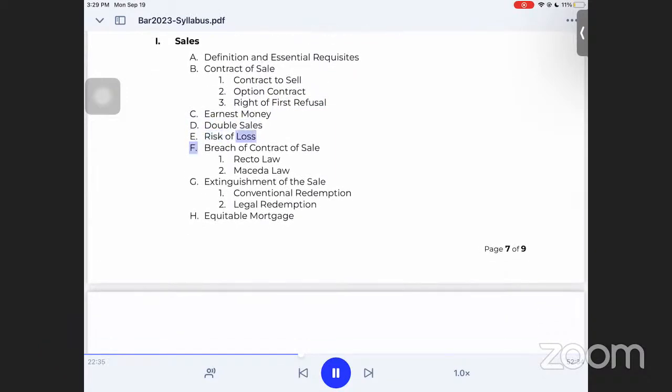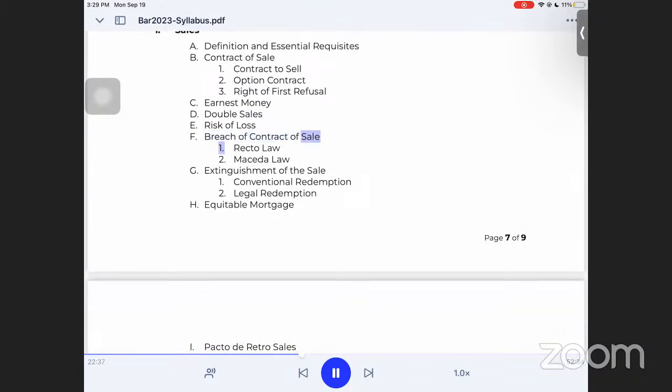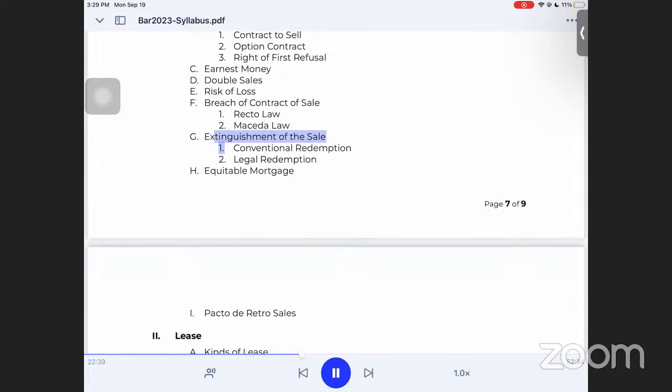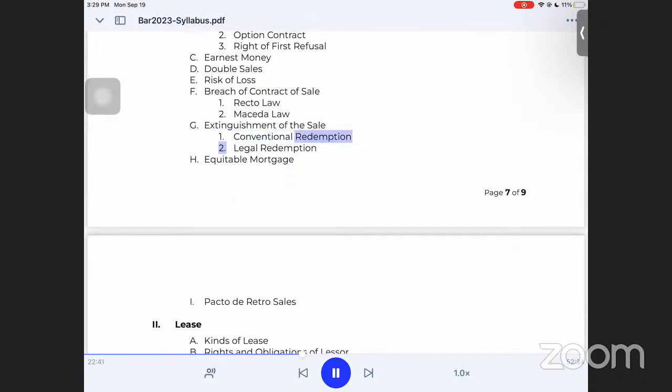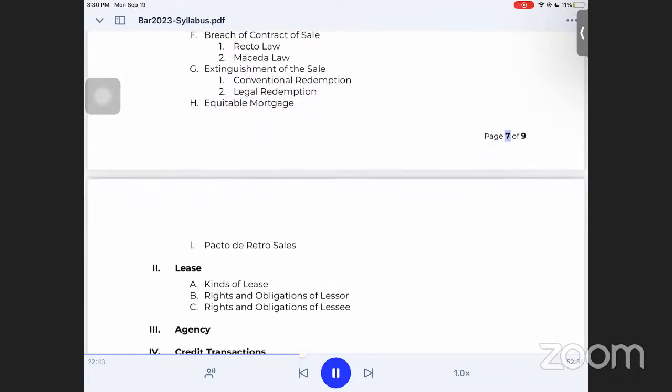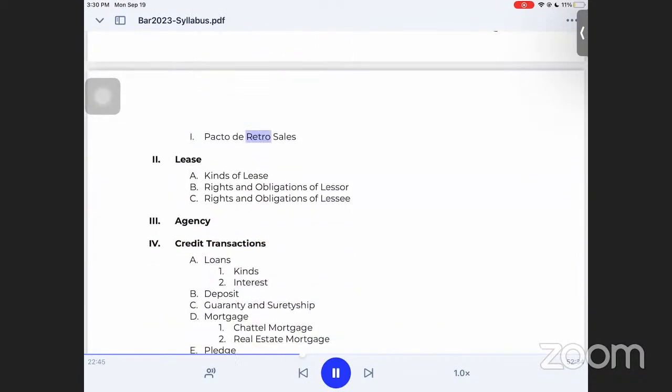E. Risk of loss. F. Breach of contract of sale. 1. Recto law. 2. Maceda law. G. Extinguishment of sale. 1. Conventional redemption. 2. Legal redemption. H. Equitable mortgage. Page 7 of 9. I. Pacto de retro sales.